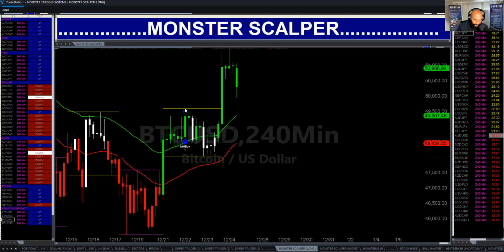Okay, but it made a high. That candle made a high right here. See that wick right here? The candle made a high right at 49,615. So it made a high at 49,615, but it actually closed right here. Right when that wick ends, right here is where it closed. So it closed at 49,333.